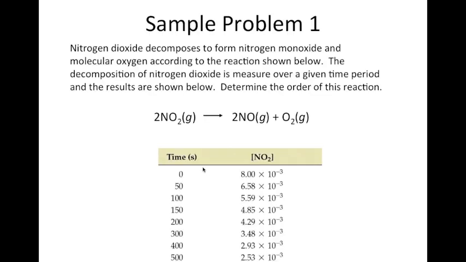So here's a sample problem. Nitrogen dioxide decomposes to form nitrogen monoxide and molecular oxygen. Here's our chemical reaction. The decomposition of nitrogen dioxide is measured over given time periods, and here's our data. You're asked to determine the order for this reaction. So pause the video and see if you can determine it, or at least describe how you would determine the order just by looking at this data. How would you determine the order for this reaction?